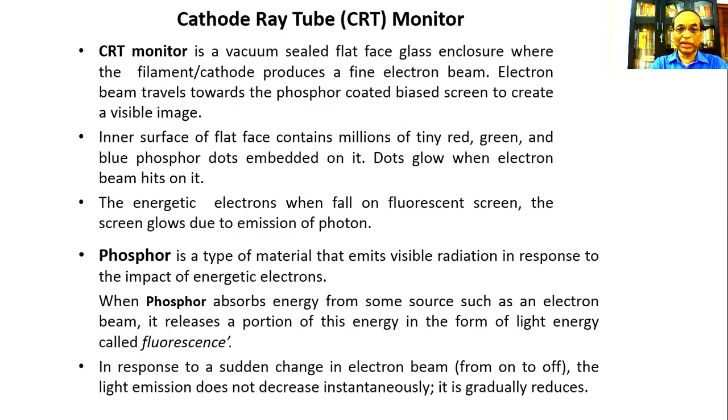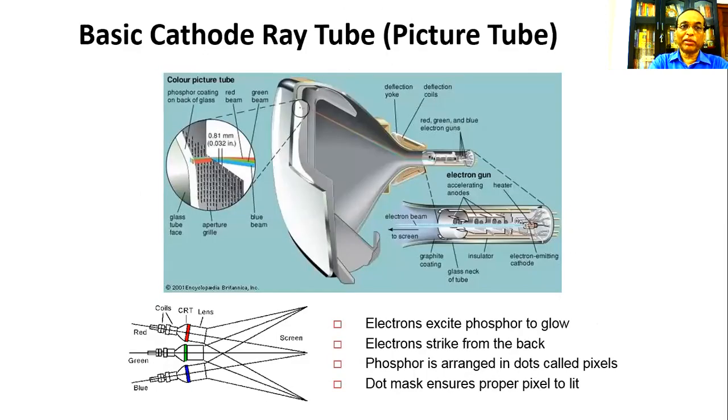In response to a sudden change in the electron beam from on to off, the light emission does not decrease instantaneously. It gradually reduces. So it lags behind. It cannot follow exactly at the same instant the electronic circuit and the electron beam impinging on the phosphor screen. This is the cutaway view of the basic cathode ray tube, the picture tube.